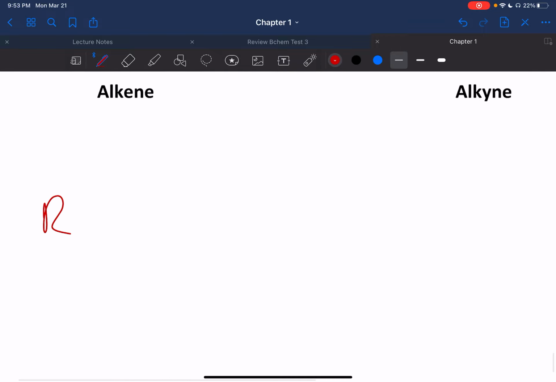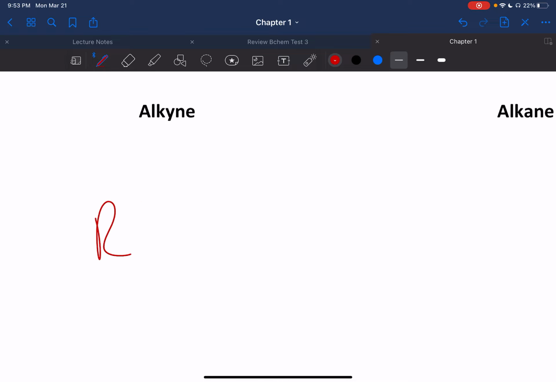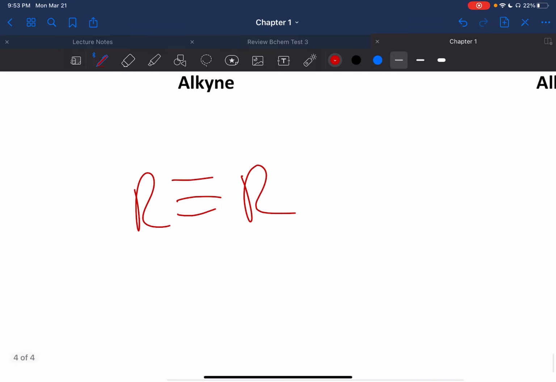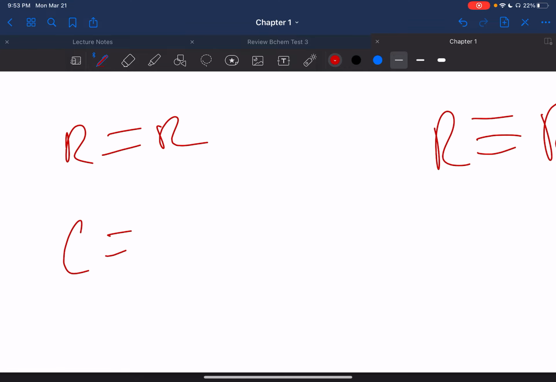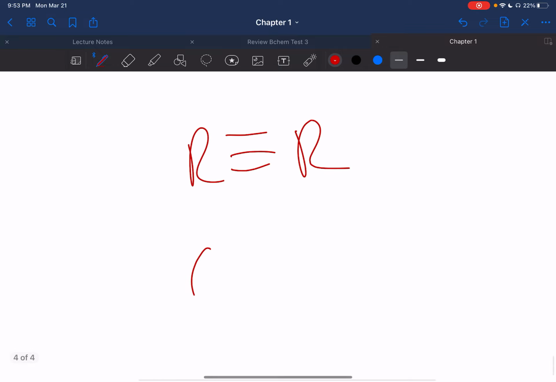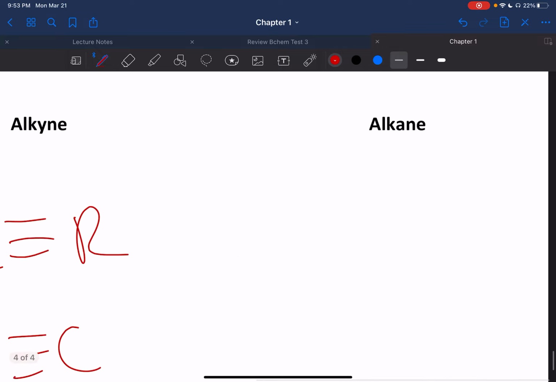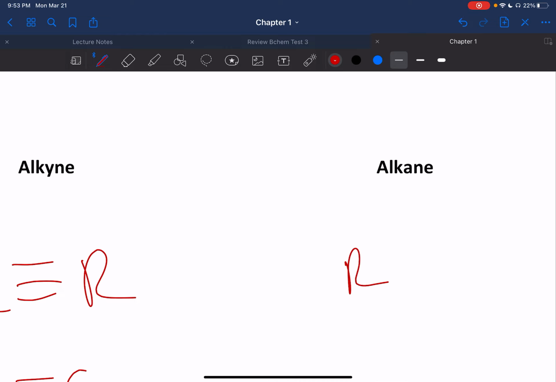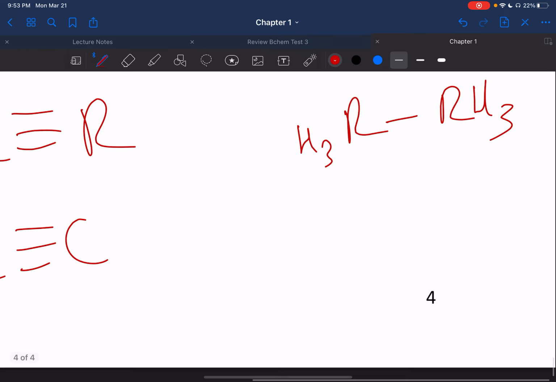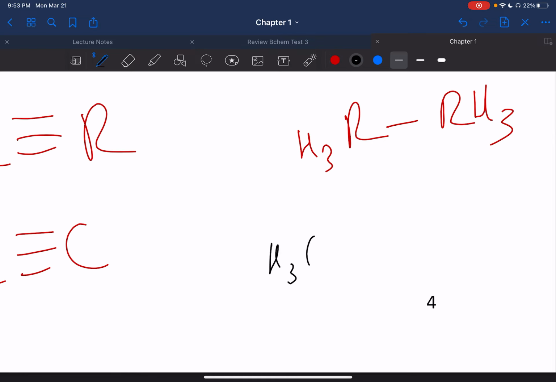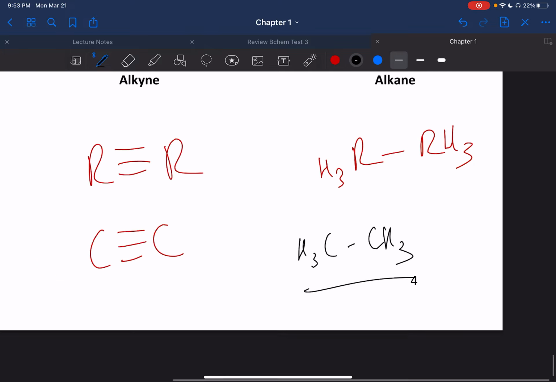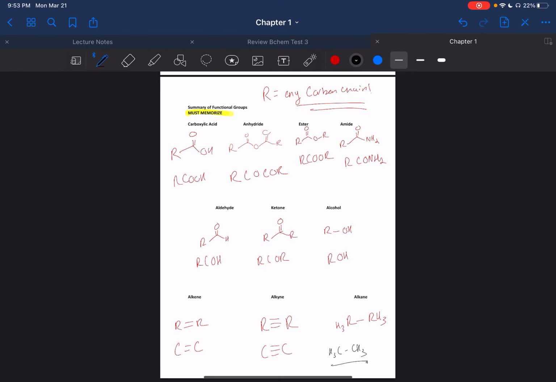Alkenes, R double bond R. Alkyne, R triple bond R. So this would be C, C. And this one is simply R, R. All right, and that is the end of this video. Learn these, memorize these, and next time when we go to practice, you will see how these will come into play.